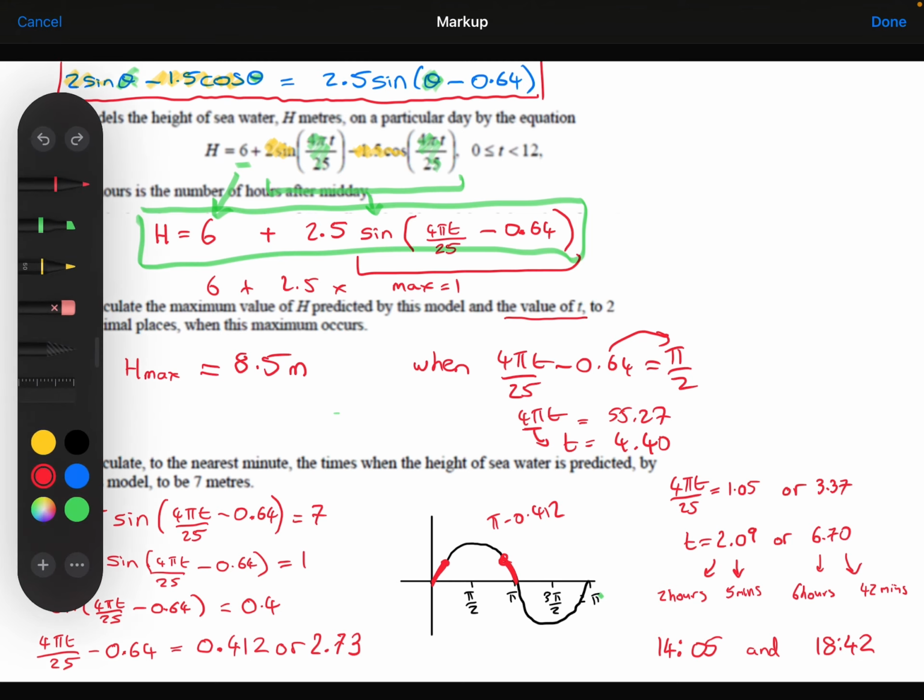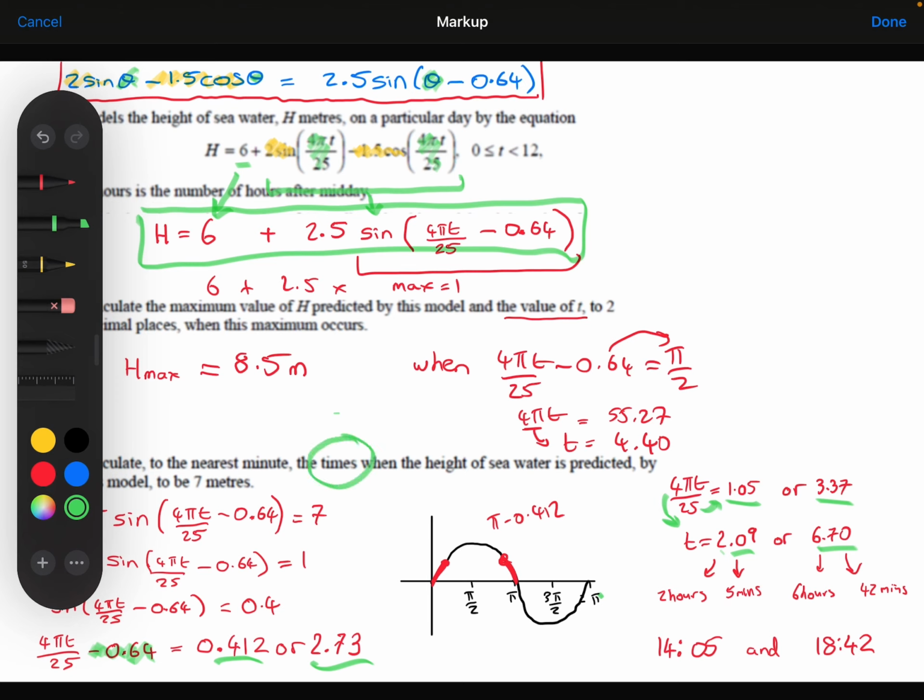All I've done after that then is I have added 0.64 to both of these answers, and I got 1.05 or 3.37. I then multiplied them both by 25. I then divided them both by 4 pi, so that I got the values of t being 2.09 or 6.70. Those are the values of t.